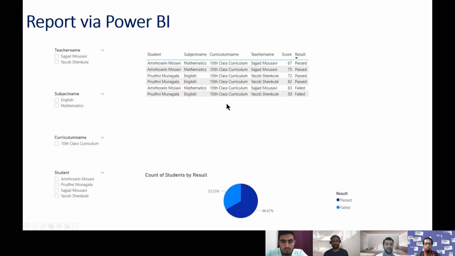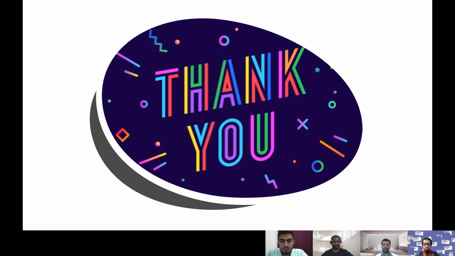And then we have some filters which teachers can use to slice and dice the reports, filters for teacher, student name, subject name, and curriculum. And also we have a pie chart here to show the portion of failed and passed students. Based on the row level security, we show a student these reports with just their own records. Okay.